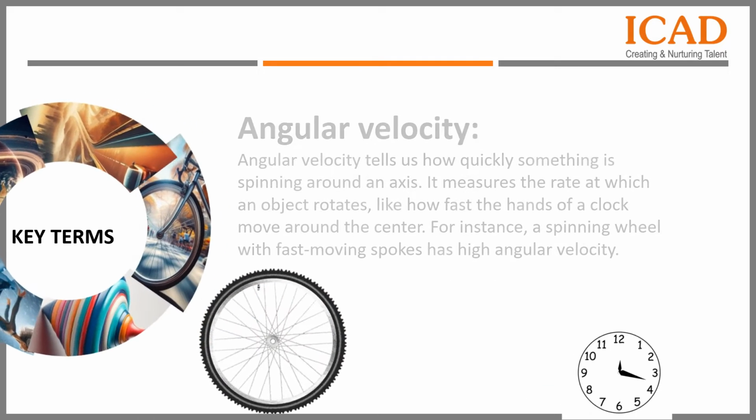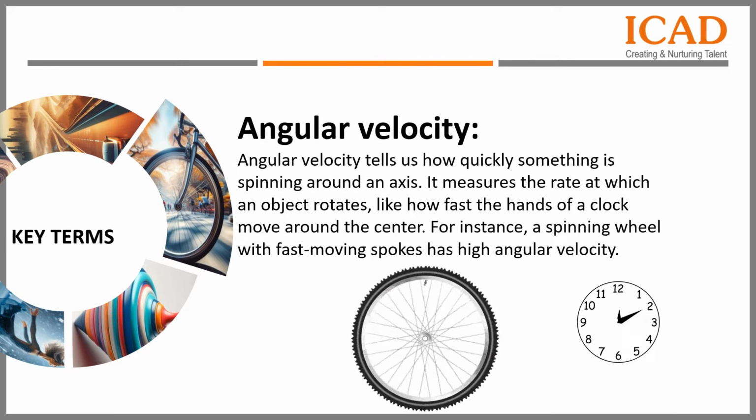The third key term is angular velocity. Angular velocity tells us how quickly something is spinning around an axis. It measures the rate at which an object rotates, like how fast the hands of a clock move around the center. For instance, a spinning wheel with fast-moving spokes has high angular velocity.